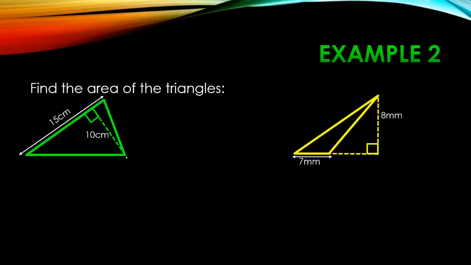So let's find the areas of these triangles. Now the base and the height, you got to go by what you have. So even if you notice here that this particular segment isn't on the bottom, that's fine.